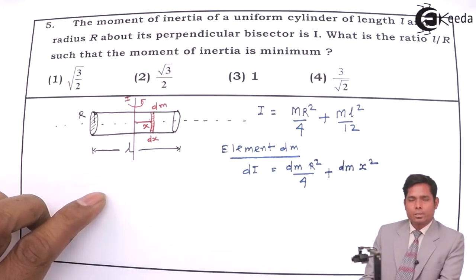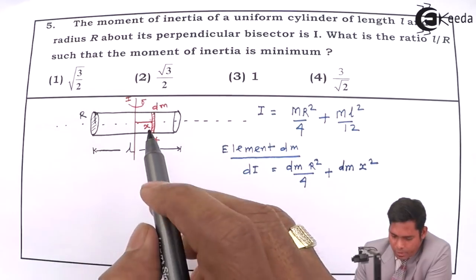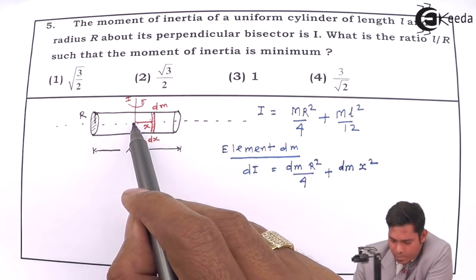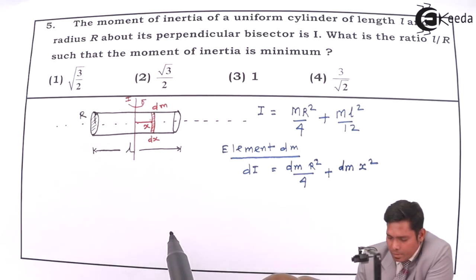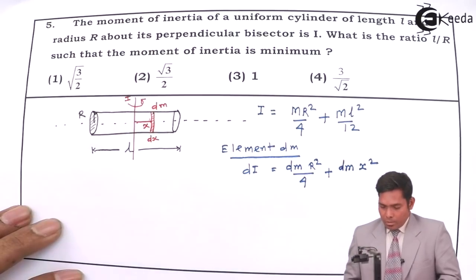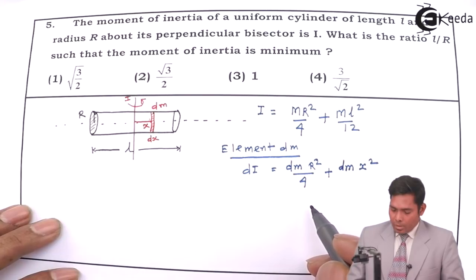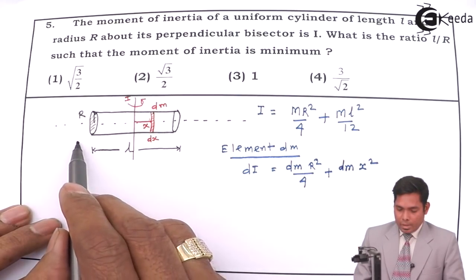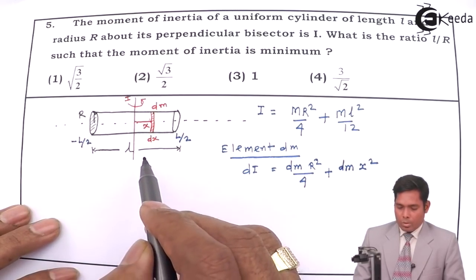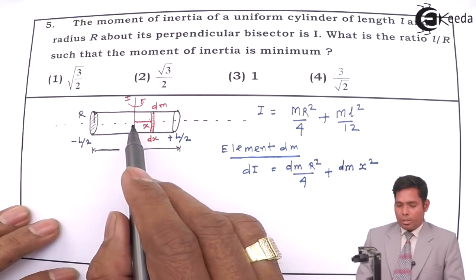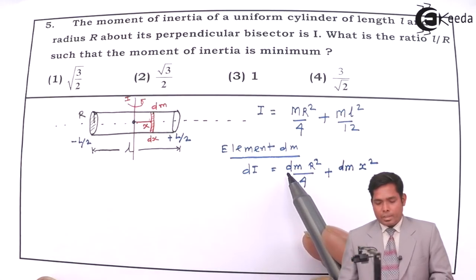This is the parallel axis theorem we are going to use. The moment of inertia about any axis parallel to the axis passing through its center is given by this. Now how to find the moment of inertia of the whole disk? Then you have to integrate this from minus L by 2 to plus L by 2. This is the whole length. I am taking integration from here, so this side is positive and this part is negative. So I have to integrate from minus L by 2 to plus L by 2.